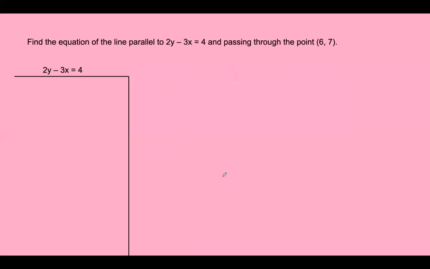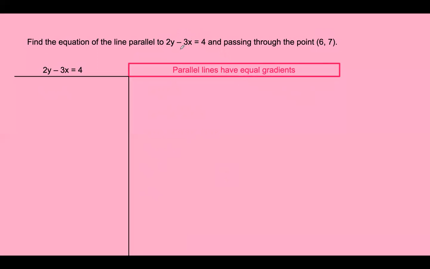Now, this is the new equation we have: 2y minus 3x equals 4. So we need to find the equation of our new line, which we are going to show the working out here. And the new line passes through the point 6, 7. Now, if we have a look at this equation, 2y minus 3x equals 4, we notice something. Now, we know the general formula of the equation of a straight line is y equals mx plus c, or the standard formula. Now, is this equation in this form?